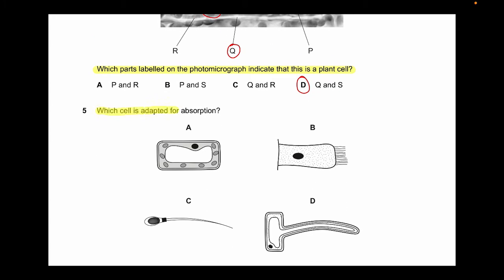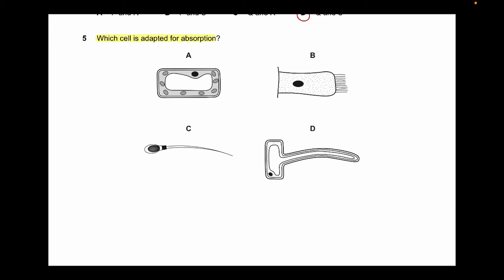Which cell is adapted for absorption? As we can see, a cell that is adapted for absorption must have a very large surface area. And D is a root hair cell. And the hair increases its surface area. So option D is the correct answer.